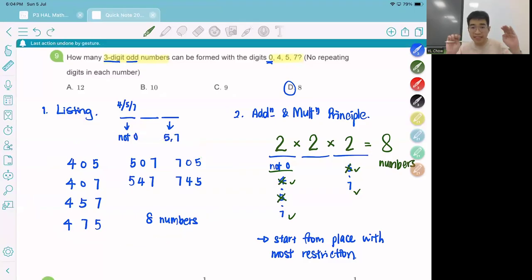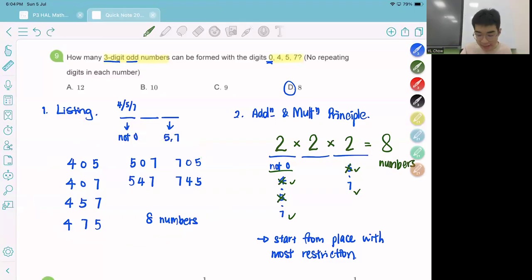So my hint here is, if you see that the number of numbers given is small, the options given are small, listing might be a good idea, right? But if your number of numbers gets bigger and bigger, try to use the addition and multiplication principle. Okay, so that will be for question 9.